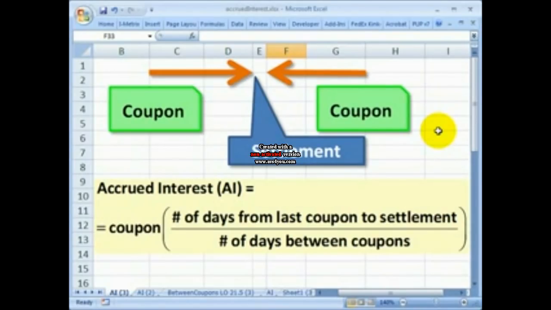Hello, this is David Harper of Bionic Turtle with an illustration of accrued interest and how we calculate accrued interest to get to the clean price of a bond. To understand the idea, consider a coupon-bearing bond.